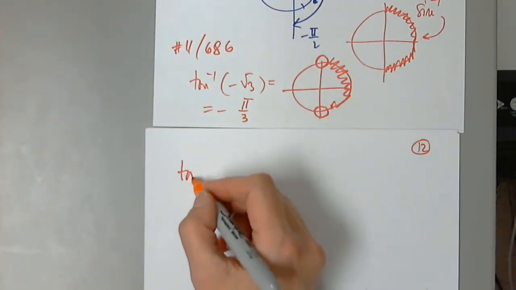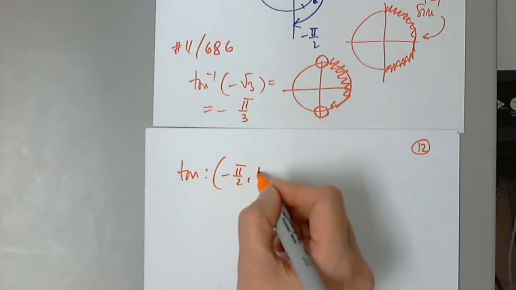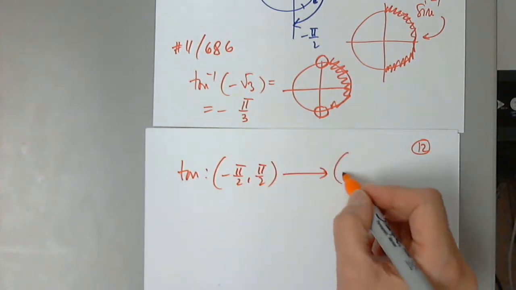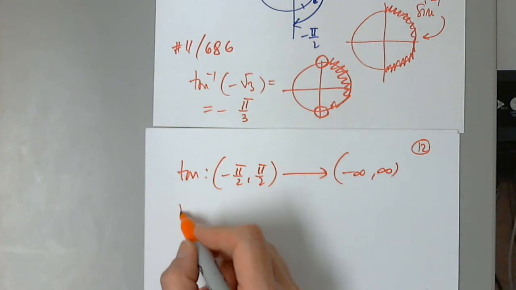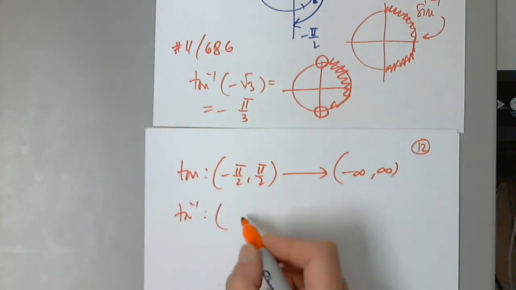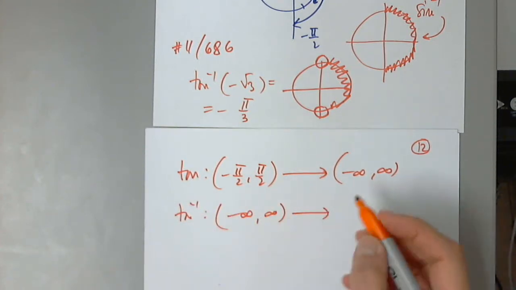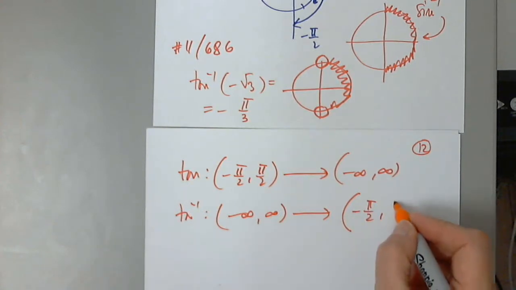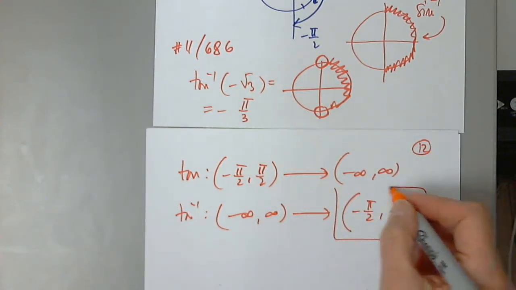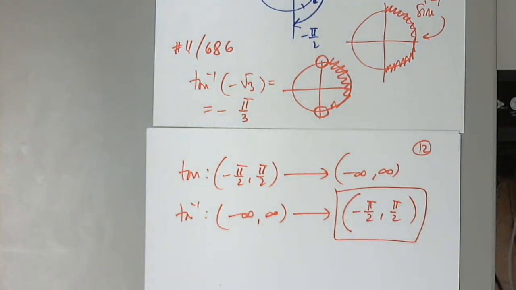So tangent is between negative pi over 2 and pi over 2, taking values between negative infinity and infinity. And tangent inverse is defined between negative infinity and infinity. And the answer must be only between negative pi over 2 and pi over 2. So any other answer is not acceptable. So that's why we get negative pi over 3.